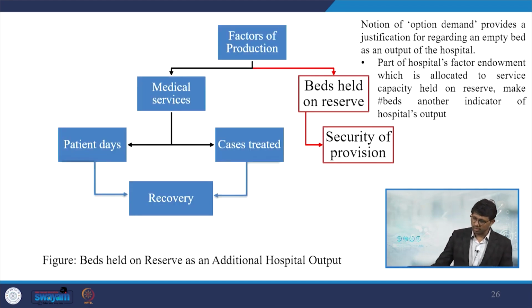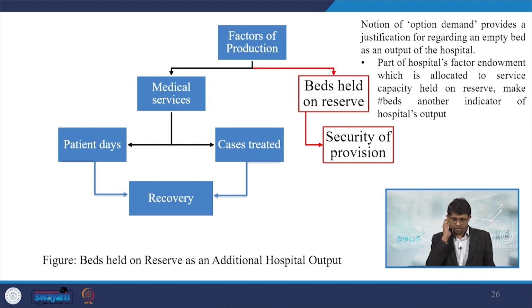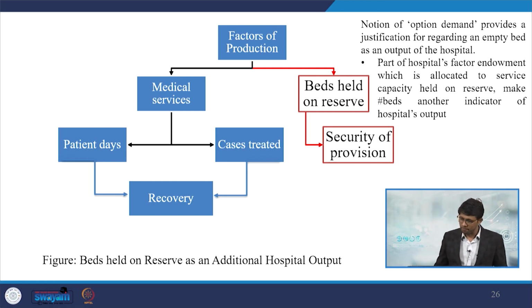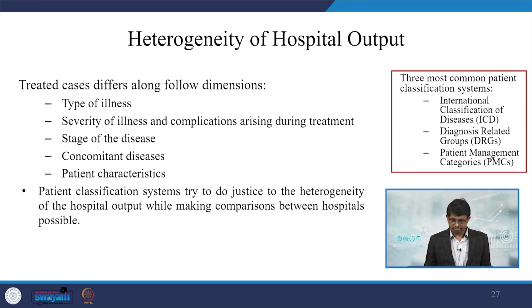So sometimes we say beds held on reserve, and even the concept which we already started discussing called option demand, we reserve some of the beds for emergency care. Part of the hospital's factor endowment, which is allocated to service capacity held on reserve, makes the number of beds another indicator of hospital output, how it is available for patients in an emergency or at the time of dealing with some other contingencies.